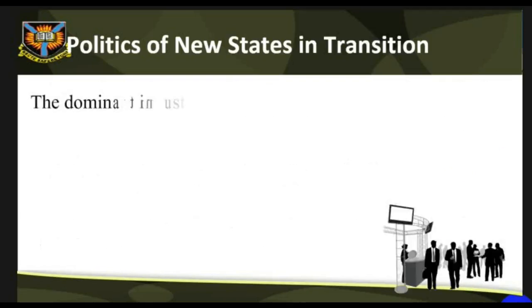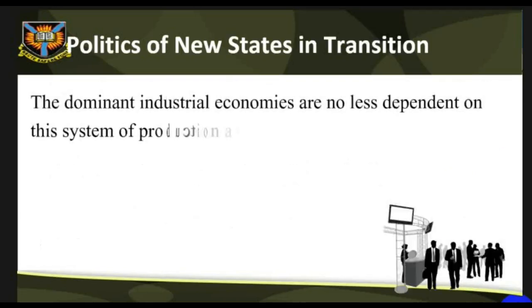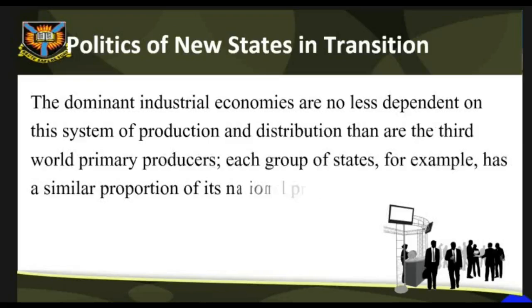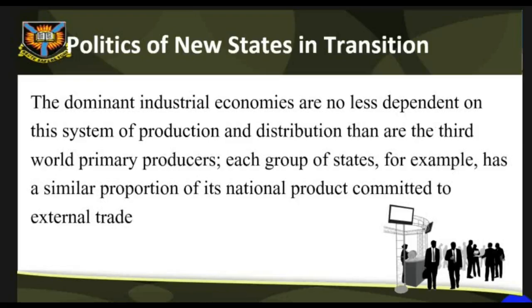In a sense, of course, the dominant industrial economies are no less dependent on this system of production and distribution than are the Third World primary producers. Each group of states, for example, has a similar proportion of its national product committed to external trade. But it is the industrial economies which created the system, which developed the technology needed to work it, and which have the sophisticated productive capacity that holds it together. In addition, and at least in part as a result, they are able to assure their people a much higher standard of living than is available to any but a very small proportion of the people of the Third World.